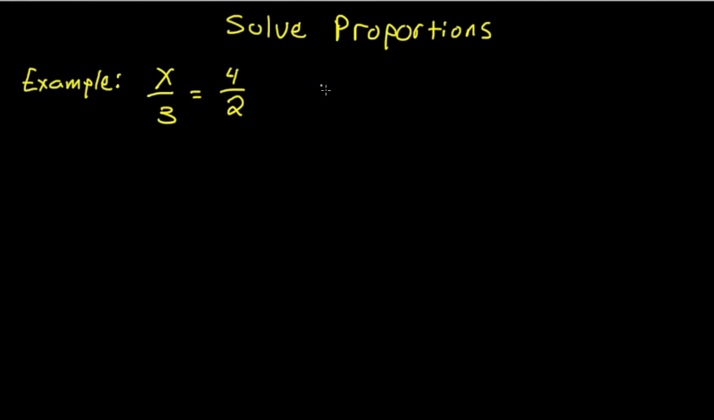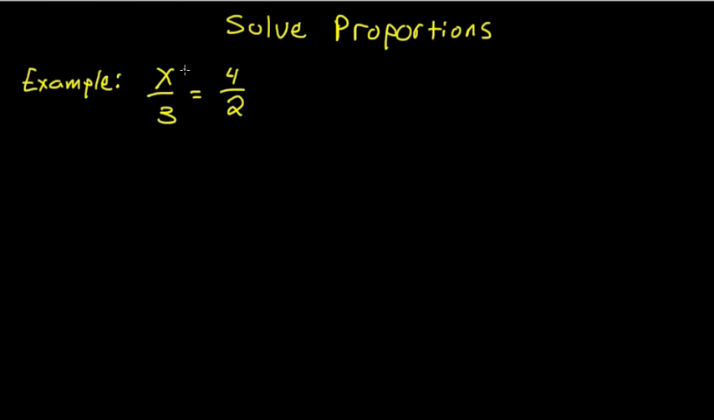In today's video, we're going to take a look at solving proportions. Here's an example. Suppose we have an unknown number, or value, x over 3, and it's equal to 4 over 2. What we're going to have to do is somehow solve for that value of x. Now, this is called a proportion because we have a fraction on the left-hand side equal to a fraction on the right-hand side. And you can always solve proportions by doing something called cross-multiplying.